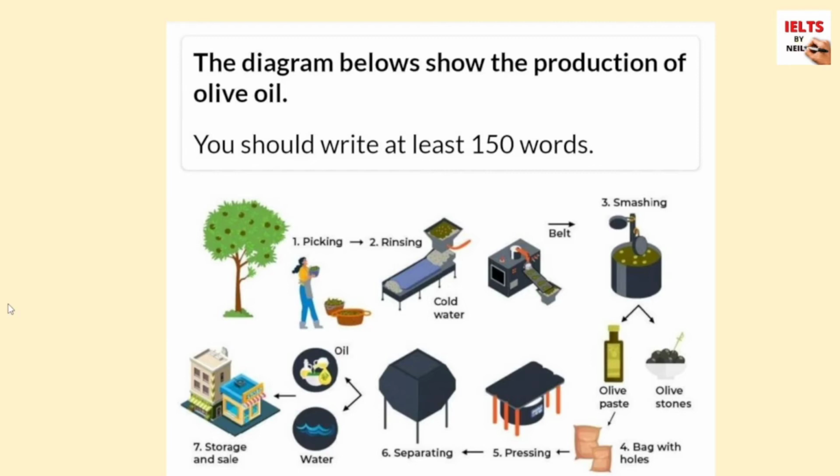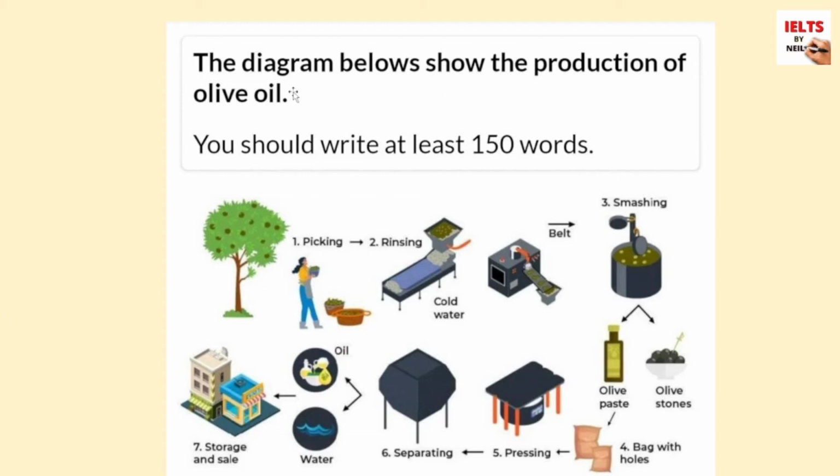Now let's take an example of a process diagram. So we know the structure now: introduction, overall statement, and the body paragraph. So we know the vocabulary that we have to use. We have to use the sequencer in this process diagram, and we know the grammar that we have to use. We have to use the passive voice. Okay, now let's do an example.